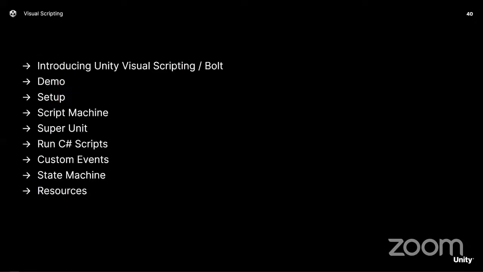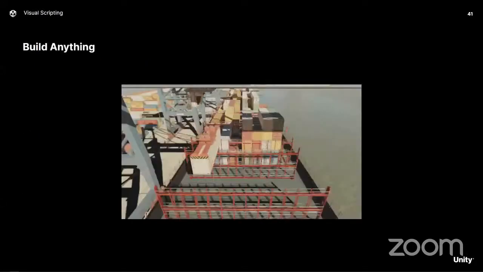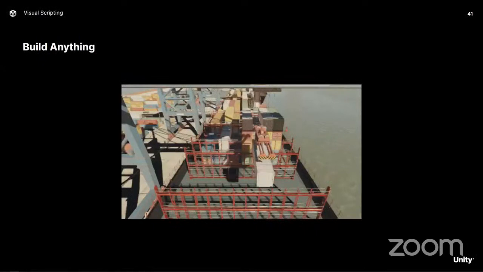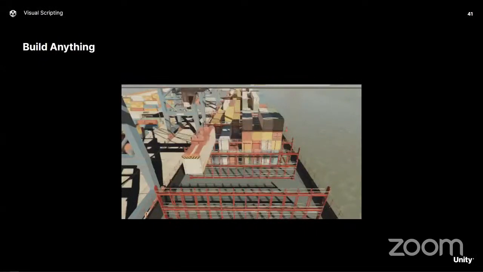And from here, we've pretty much learned some of the really core basics of visual scripting, right? We've looked at script machines, we've looked at super units and encapsulating or grouping a set of instructions. We looked at running C# scripts, custom scripts that maybe someone else has built. We've also looked at setting up custom events and have that custom event drive your state machines. And from here, you can really build anything from industrial simulations to full-fledged video games.